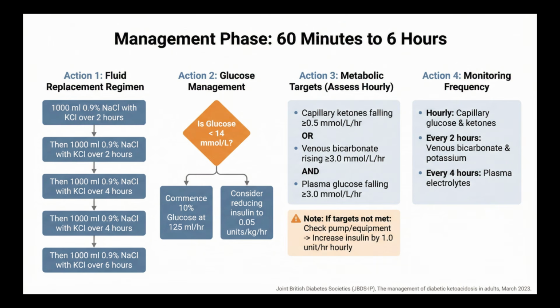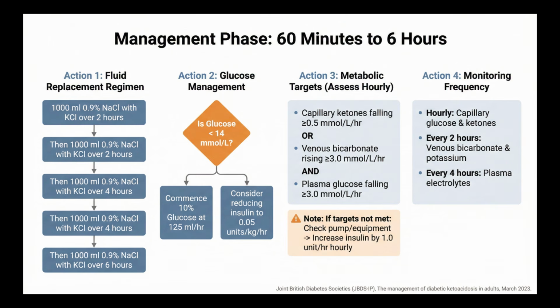Action 3. Metabolic targets assessed hourly. Your treatment is effective only if the metabolic targets are achieved. You need capillary ketones falling by at least 0.5 millimoles per liter per hour, or venous bicarbonate rising by 3 millimoles per liter per hour, and plasma glucose falling by 3 millimoles per liter per hour. If these targets are not met, first check the pump and infusion system. Then increase the insulin by 1 unit per hour. This is a very high-yield MRCP escalation rule.